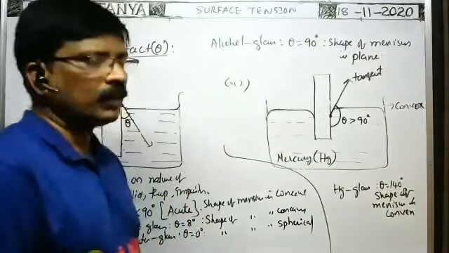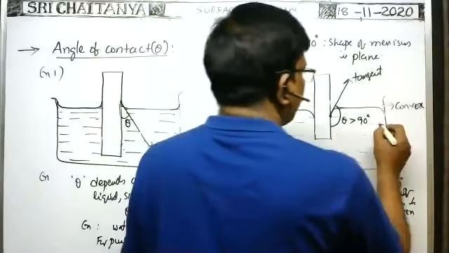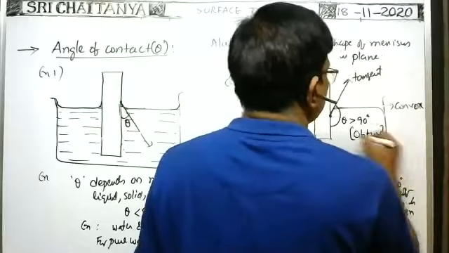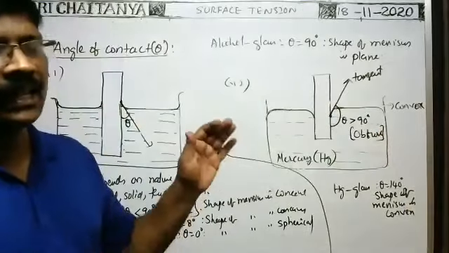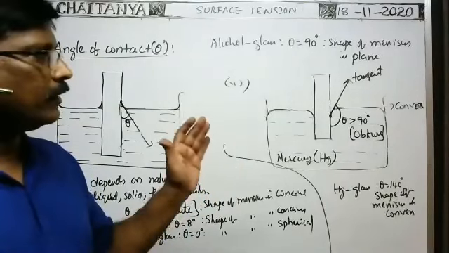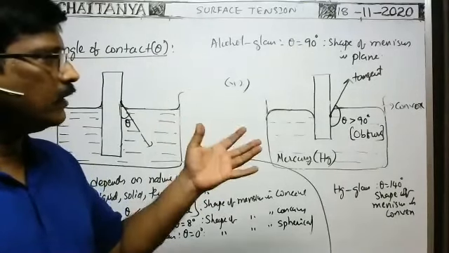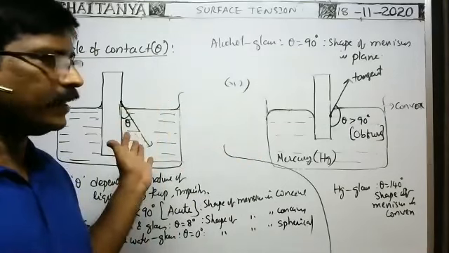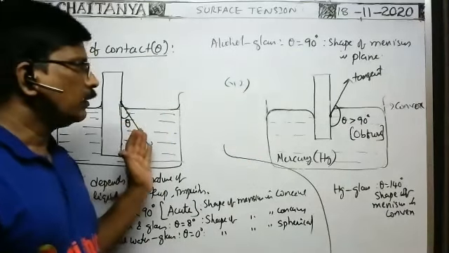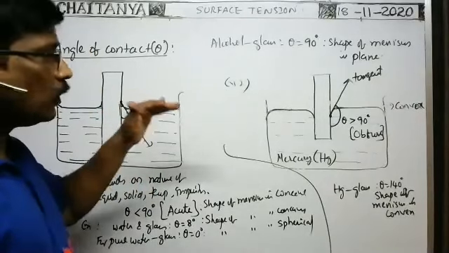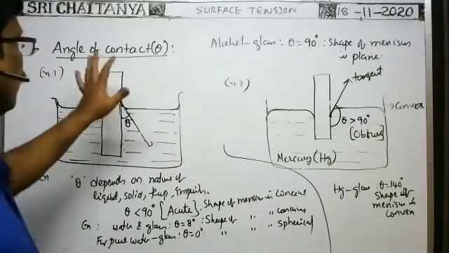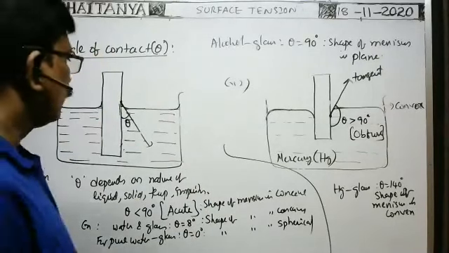That is also important. Angle of contact greater than 90 means that is an obtuse angle, no? Whenever the angle of contact is greater than 90, that is an obtuse angle, then the shape of the meniscus is convex. If the angle of contact is less than 90, the shape of the meniscus is concave. If the angle of contact is equal to 90, the shape of the meniscus is plane. Okay, this is the angle of contact.